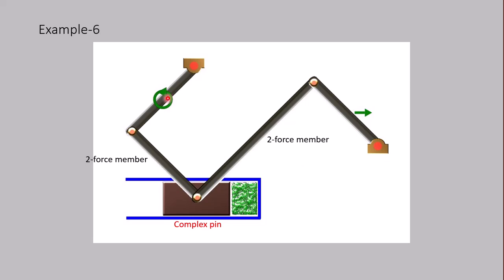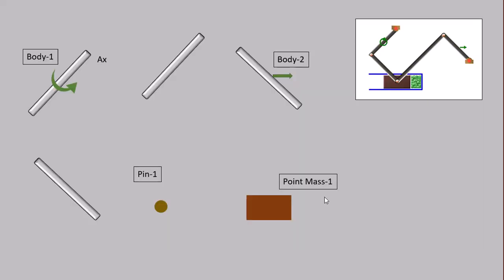A multi-force member here, this is multi-force because a couple is acting on it. 2-force member, 2-force member, 2-force member, and a complex pin. This pin is complex because we have 3 interactions: pin, pin, piston. Drawing the free body diagrams. That is the force from the wall at the top pin.